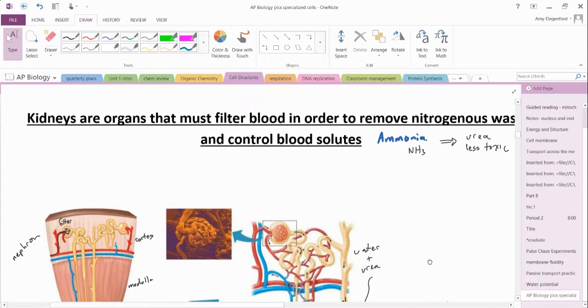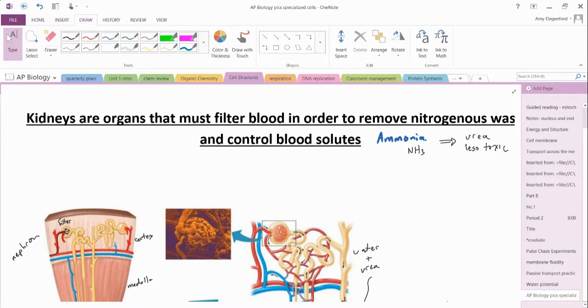So we started the other day with the kidneys, and kidneys are the organs for mammals and birds and reptiles that filter blood in order to remove nitrogenous waste, amphibians as well. And then they also play a role in controlling the blood solutes, the water concentration and the solutes in the blood.